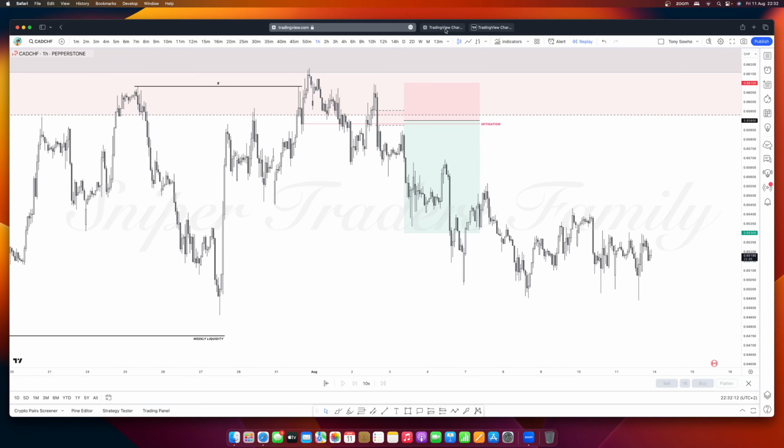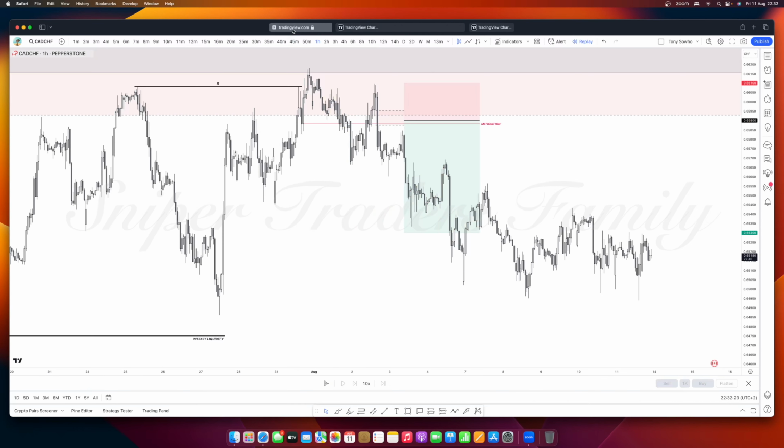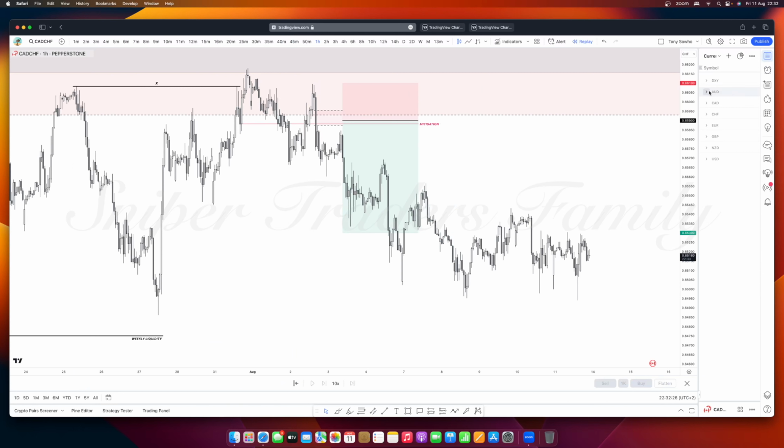And now the next one is going to be AUDCAD on the 1 hour time frame. July 24, AUDCAD 1 hour time frame. Let's go to AUDCAD on the 1 hour time frame.